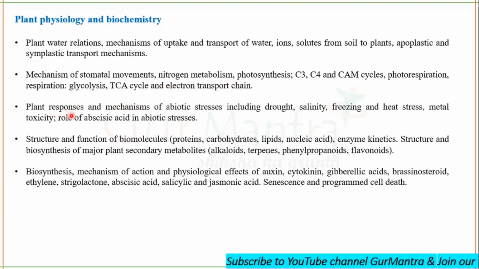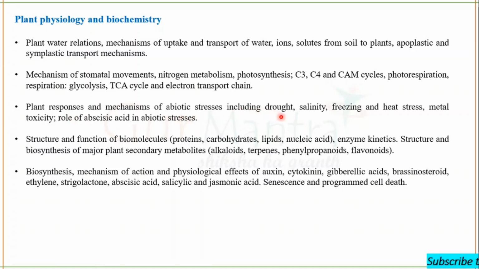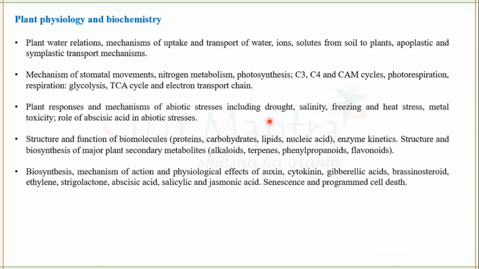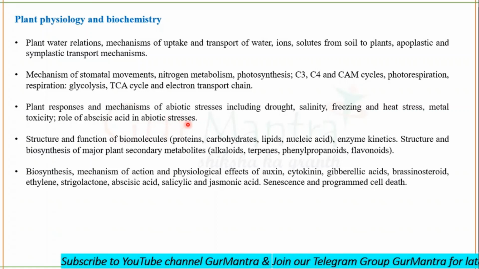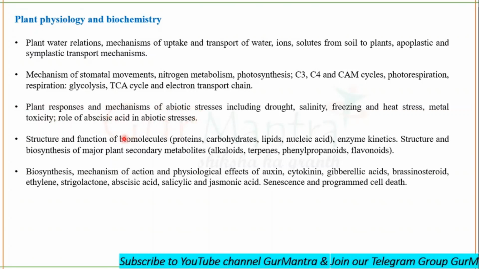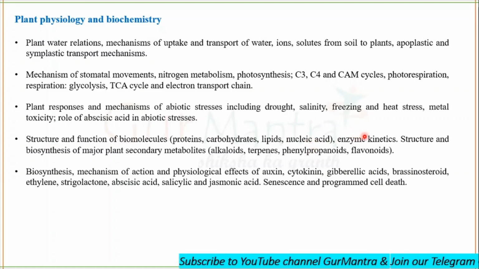Plants respond to different abiotic stresses. Whenever there is some abiotic stress like drought, salinity, freezing, heat stress or any other kind of stress, the plant is going to respond to that stress. How do they respond and which regulator is going to play its role during these abiotic stresses? It's abscisic acid. So we are going to study all these things under this portion. In biochemistry, we will be studying the biomolecules, which include proteins, carbohydrates, lipids, nucleic acids and enzyme kinetics.